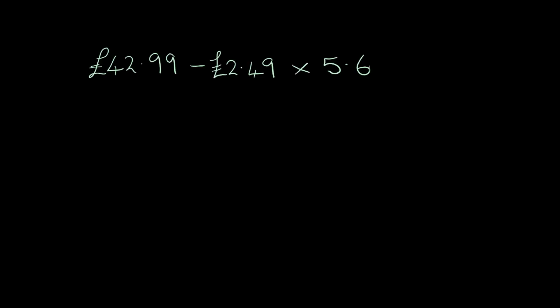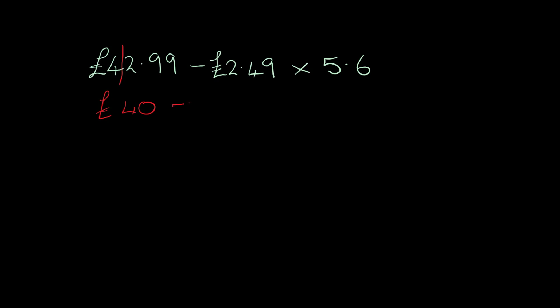So here's our example. We've got £42.99, and we need to take away from that £2.49 times 5.6. Let's start with the rounding. So to one significant figure, £42.99 means we're going to round it to the nearest £10, which means that will become £40.